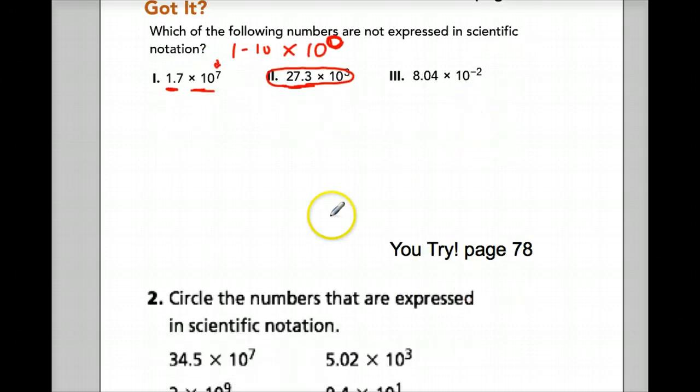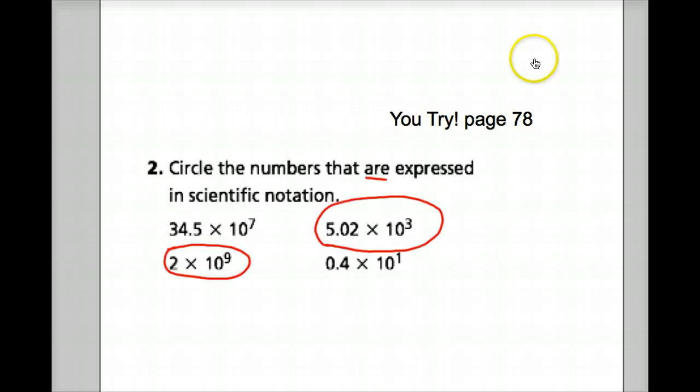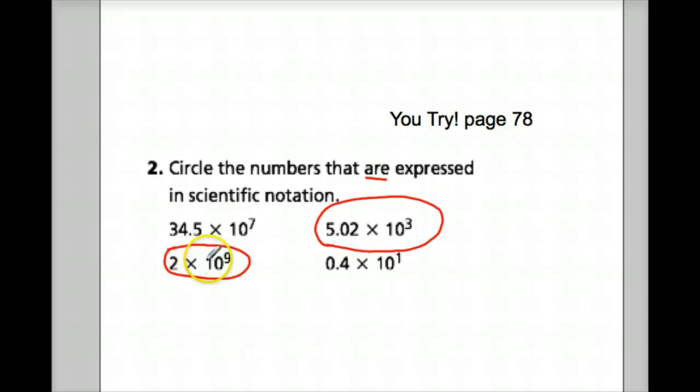So now you try. Go to page 78, do number 2. Pause me here, try it out, see if you get it right. So notice that this one says circle the numbers that are expressed in scientific notation. This one said circle the numbers that are not. So if you got those switched, just switch them now. But notice the only reason why this one is not is because this number is not between 1 and 10. Neither is 0.04. So the only ones are this one here and this one here.